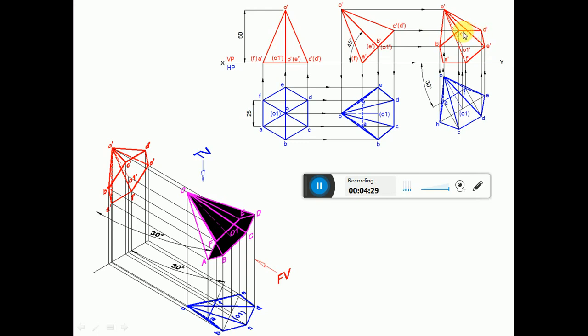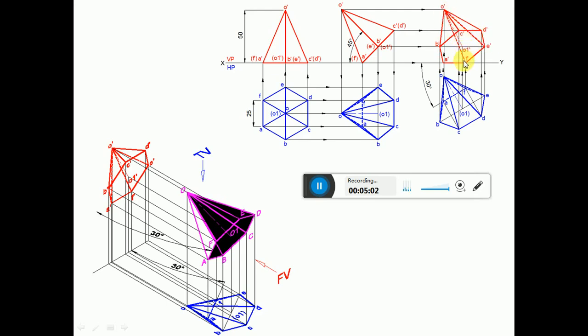So once you get this, then you name them A dash, B dash, C dash, D dash, E dash, F dash and O dash. Then join them with continuous thin lines. That means A dash to B dash, B dash to C dash, C dash to D dash, D dash to E dash, E dash to F dash and F dash to A dash with continuous thin lines. Then join O dash to A dash, O dash to B dash, O dash to C dash, O dash to D dash, O dash to E dash and O dash to F dash.